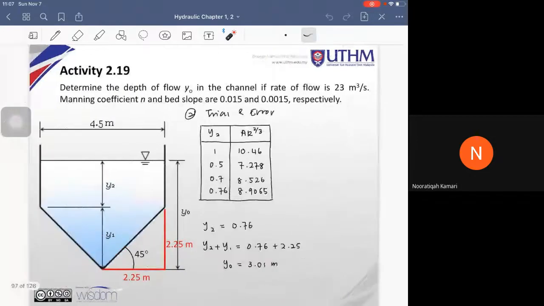Then I use the trial and error method. First I use Y2 equals 1, and I get 10.46. Then I use 0.5, and I get 7.278. Then I use 0.7 and get 8.526. Then 0.76 gives 8.905. This 8.905 is close to 8.9079, so I take Y2 equals 0.76. But the question asks for Y0, and Y0 equals Y2 plus Y1. So 0.76 plus 2.25, Y0 equals 3.01 meter.